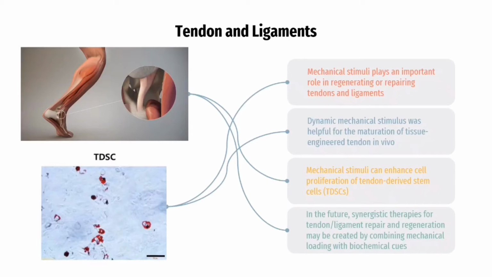The mechanical stress accelerates the healing of tendon-bone by promoting proliferation and matrix production of mesenchymal stem cells and tendon-derived stem cells. The mechanical stimuli of tendons and ligaments has been established extensively for further development. We hope in the future synergistic therapies for tendon and ligament repair and regeneration may be created by combining mechanical loading with biochemical cues. I will stop here.